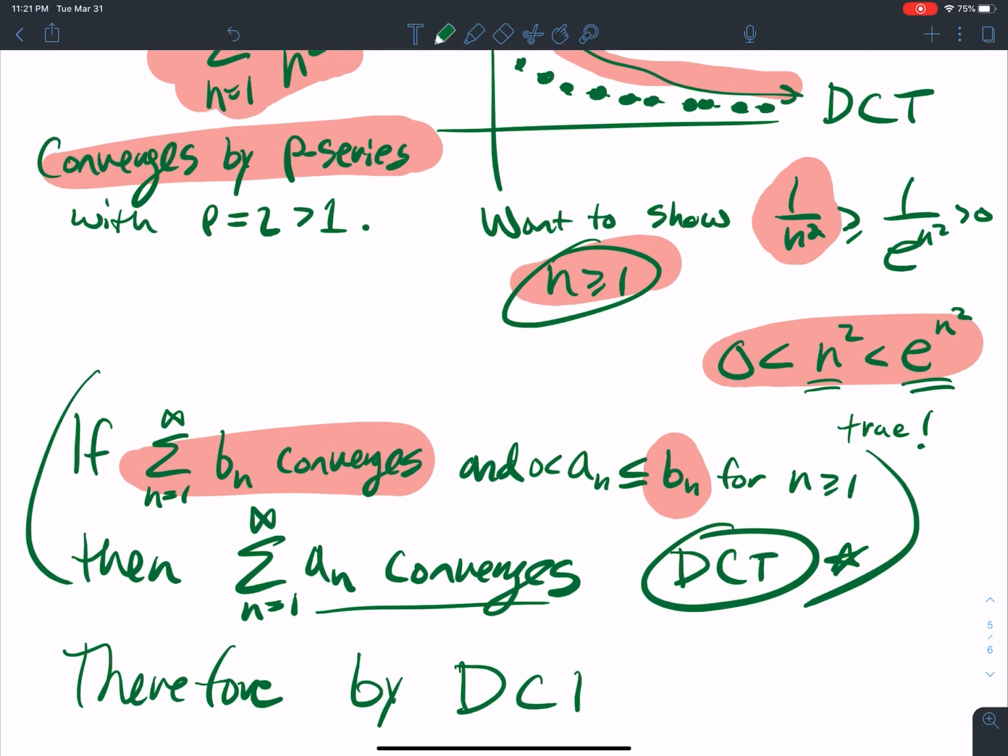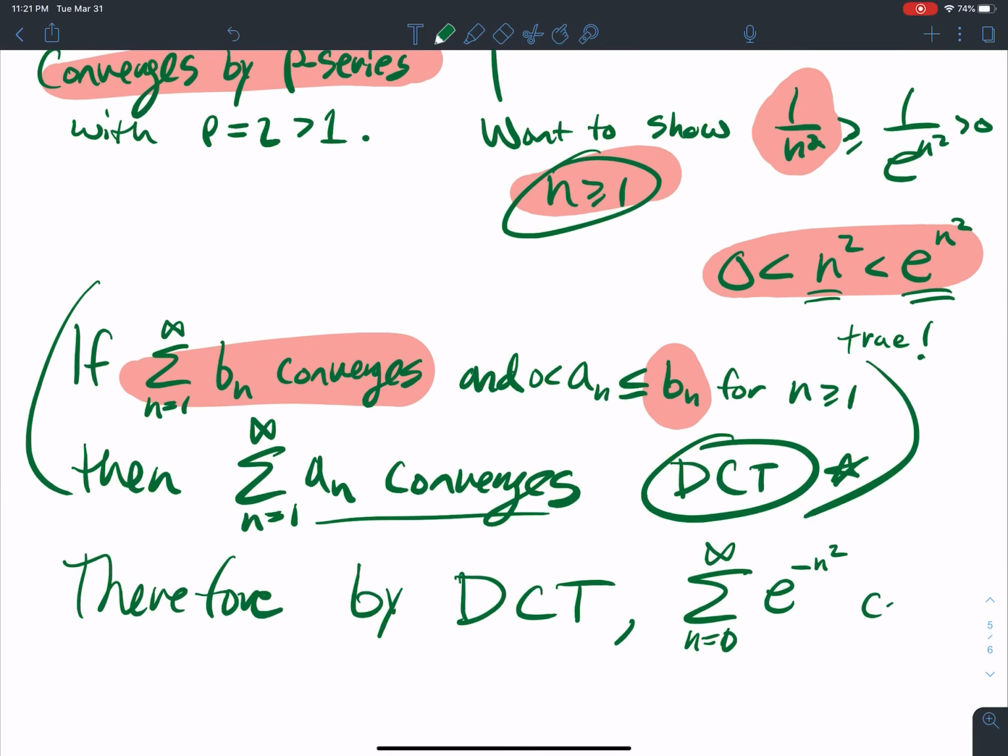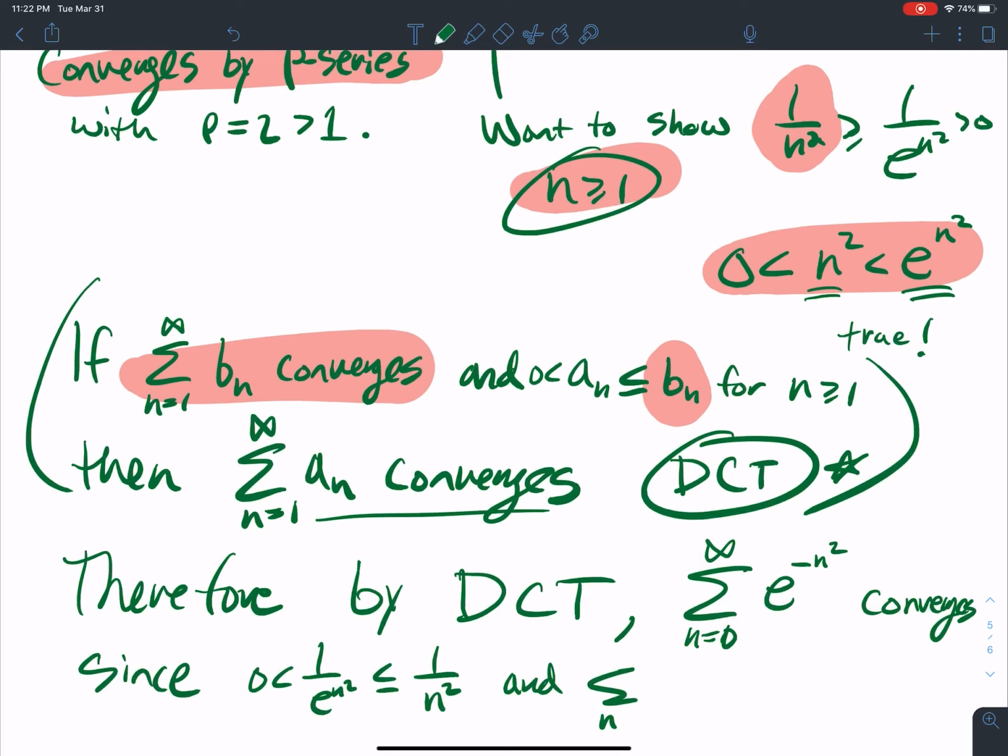So by the direct comparison test, the series n equals 0 to infinity of e to the negative n squared converges, since 0 is less than 1 over e to the n squared, which is less than or equal to 1 over n squared, and the series n equals, let's say, 1 to infinity of 1 over n squared converges.